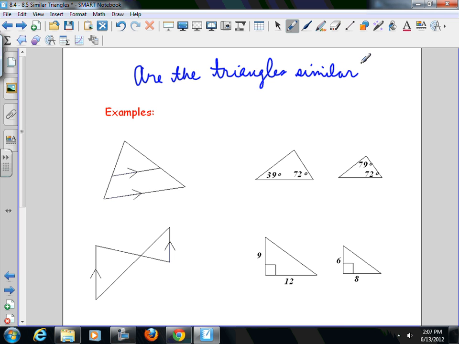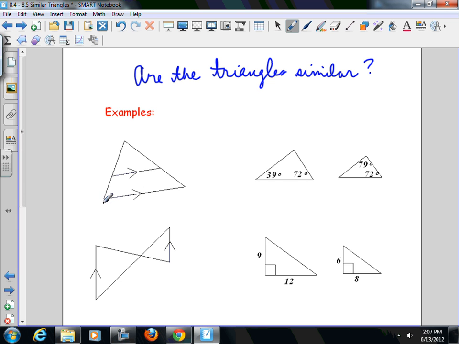Are they similar? Yes or no? Well, let's take a look here. We are given this triangle. Now we're talking about the outer triangle and the inner triangle being similar. We're told that these two lines here are parallel. These two segments are parallel.